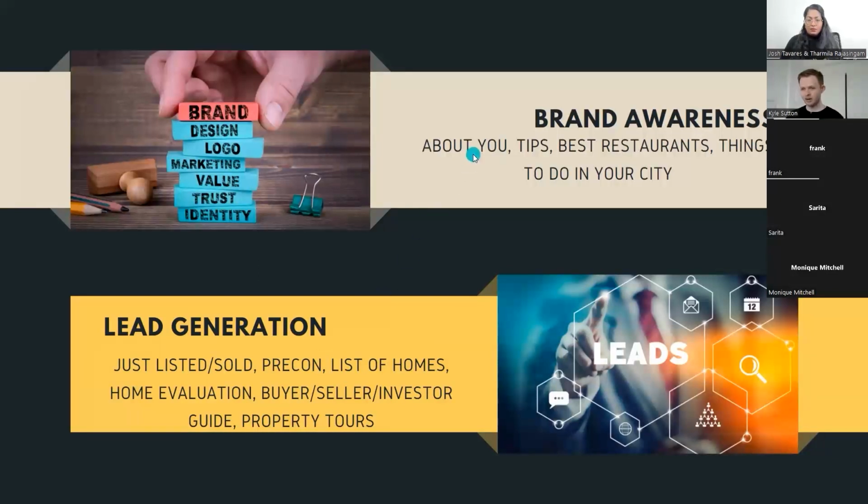So some of these ads you can run things about you. Why are you a good agent? Maybe your background, some little history about you, where you're from, something that would interest a potential buyer or seller. You could have buyer's tips, seller tips. You could talk about the best restaurants in the city, things to do in your city. There's a lot of different things you can do, just position yourself as an expert when it comes to the brand awareness side.